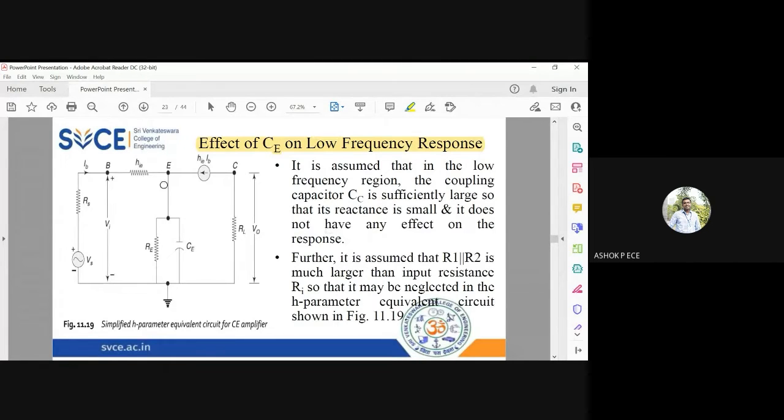Yes. So this is the H parameter equivalent circuit, and across RL we will be finding out the output voltage. And R1 and R2 will come here, and R1 parallel to R2 is very large compared to HIE, so I'm going to ignore that. So in the final simplified H parameter equivalent circuit, here you will be having R1 parallel to R2. You call it as RB, and I am not having that RB here.